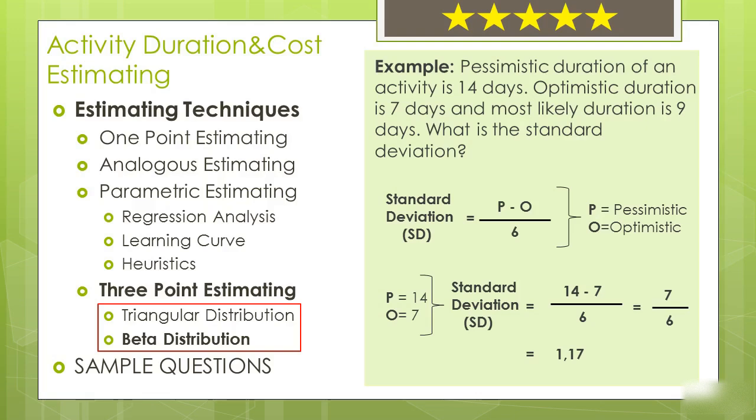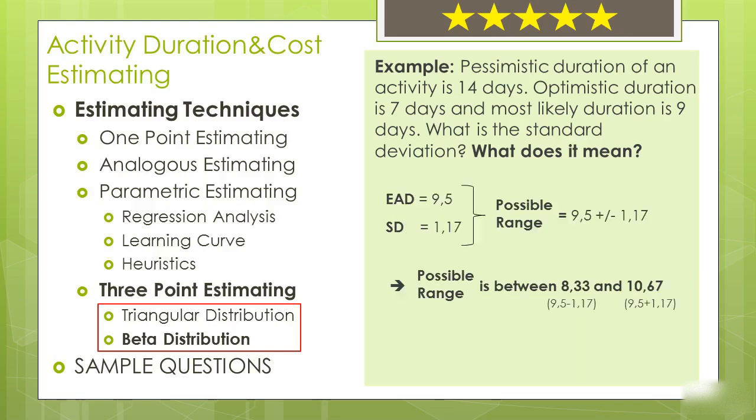Let's ask another question. What does it mean? Remember, we have calculated our estimated activity duration in the previous example as 9.5 days. Since we just calculated standard deviation is 1.17 days, this means possible range for our expected estimation is 9.5 plus minus 1.17. Therefore, possible range of estimation is in between 8.33, which is 9.5 minus 1.17, and 10.67, which is 9.5 plus 1.17. So, although we expect the duration as 9.5 at the end of the job, it may result in between 8.33 days and 10.67 days.